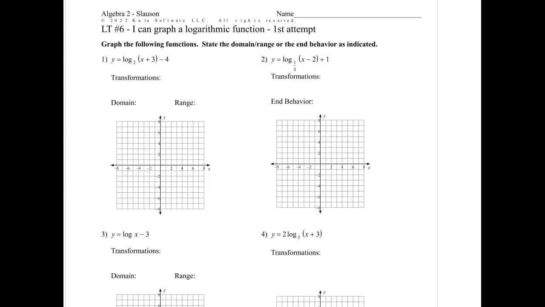Hi everybody, this is Mrs. Slauson, one of the Algebra 2 teachers, and I am going over learning target number 6, graphing log functions, first attempt.